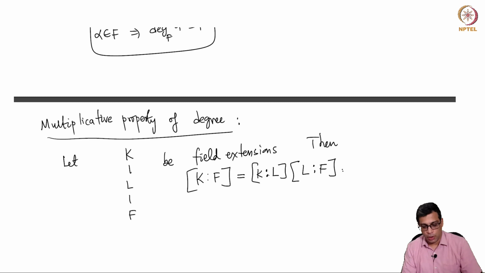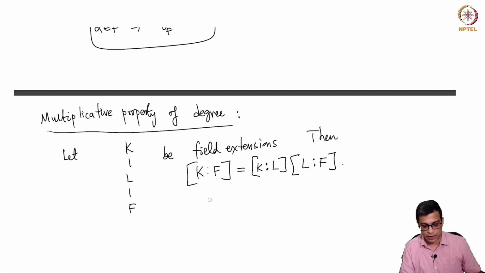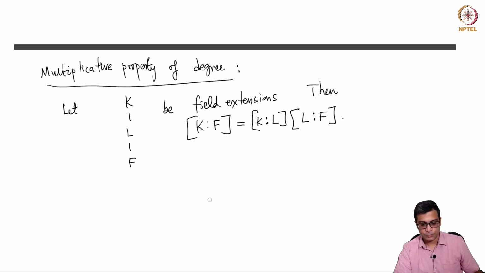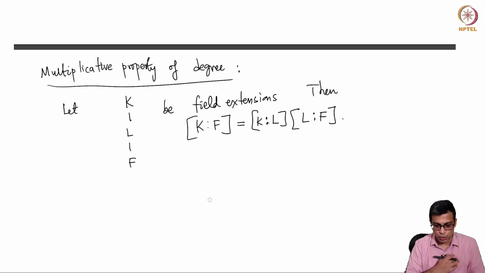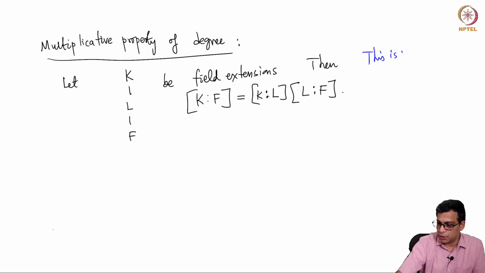And this formula holds even if one of them is infinite, with the understanding that infinity times any number is infinity. So if K colon F is infinity, one of these must be infinity. Otherwise, if these are both finite numbers, this is also a finite number. This is most useful to us when everything is a finite extension, and we constantly use this. This is very useful.